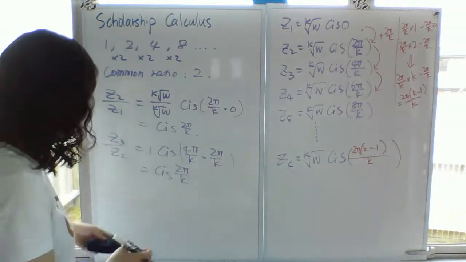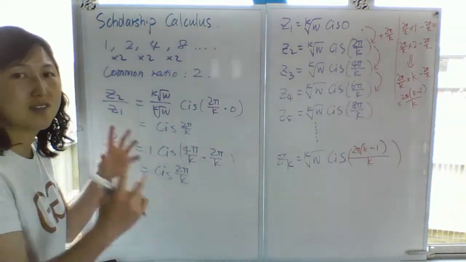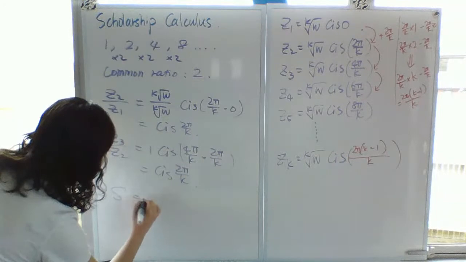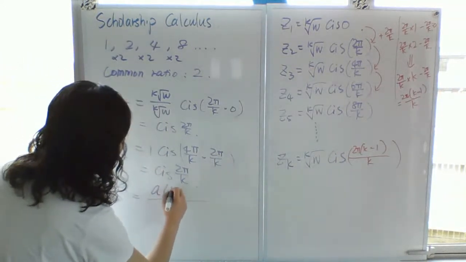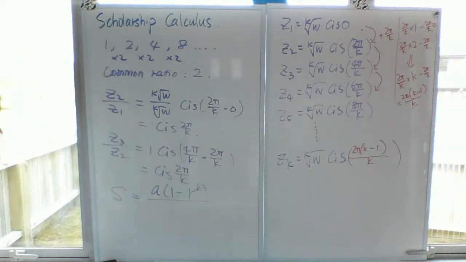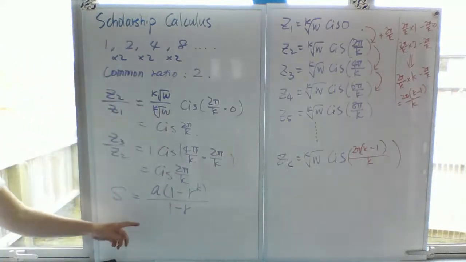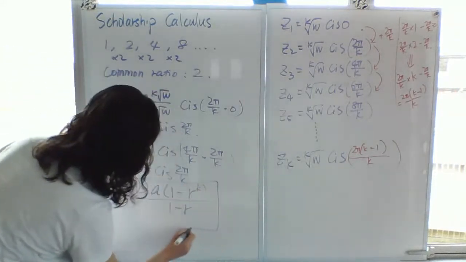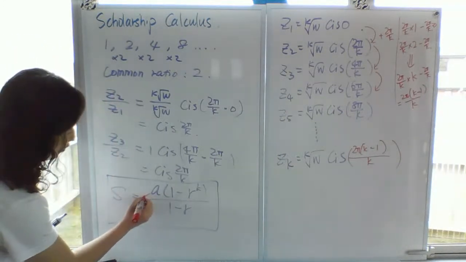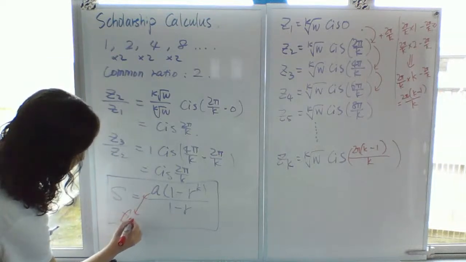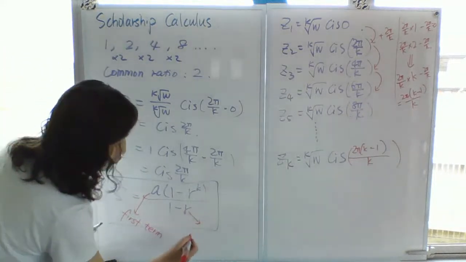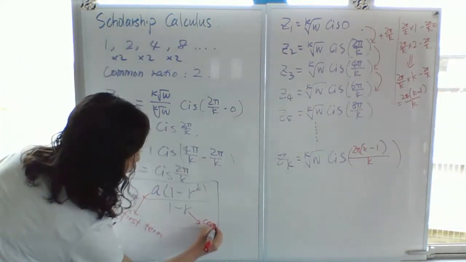If you look at the formula sheet, it has the sum of a geometric sequence. So the sum is equivalent to A times 1 take away R to the power of k, and then divided by 1 minus R. So that is a formula that you can use to find the sum. What this A represents is the first term in the sequence, and R represents the common ratio.